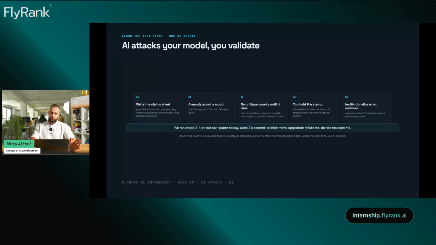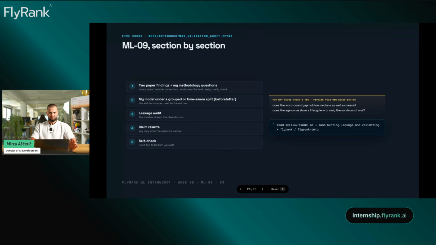After that, you will keep your ideas, but only good ones. If you find a mistake and fix it, remember that fix for the next time. Your next model will already know about it. So we used steps 2 to 4 on our own work today. And it's like getting a second opinion, but even better. So ask the assistant to challenge you, not just to tell you everything is fine.